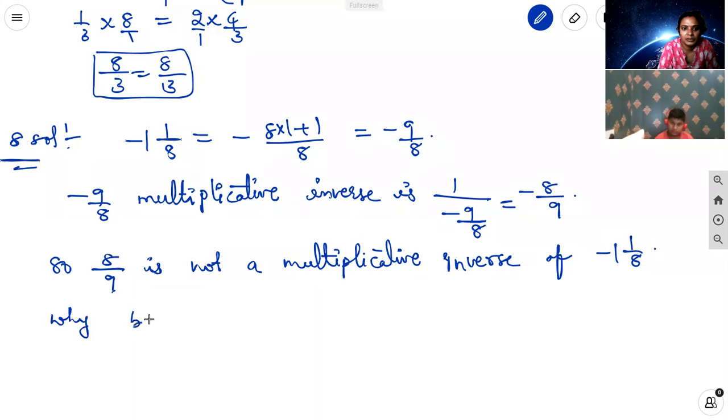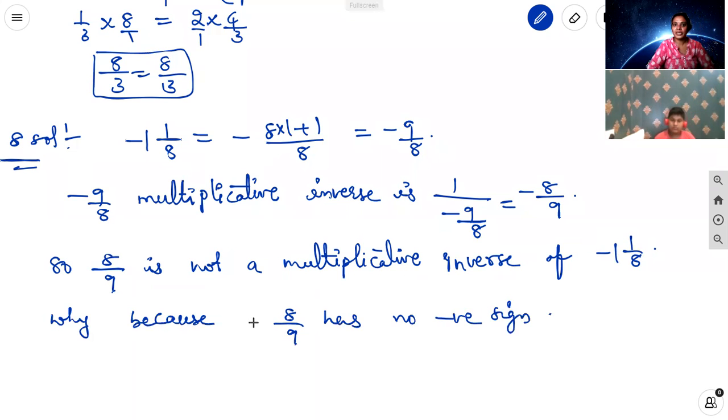Because 8 by 9 has no negative sign. So it is not a multiplicative inverse. If 8 by 9 had the negative sign, then it would be the multiplicative inverse of minus 9 by 8. What is minus 9 by 8? Minus 1 into 1 by 8. It is a mixed fraction. Okay, convert mixed to improper, then you get a clear idea of the multiplicative inverse. You take the reciprocal.